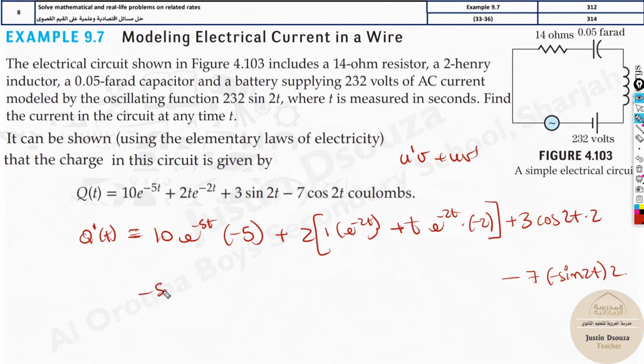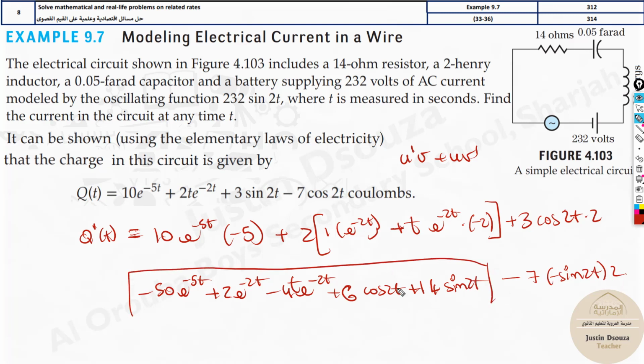It'll be negative 50 e to the power minus 5t plus, multiply 2 times 1 is 2, e to the power minus 2t. Now this becomes minus, 2 times minus 2 is minus 4t into e to the power minus 2t, plus 6 over here, not 3, 6 cos 2t, and minus and minus will become plus 14 sine 2t. Why 14? Because 2 times 7. So this is basically the answer over here. That's it. That's the derivation.